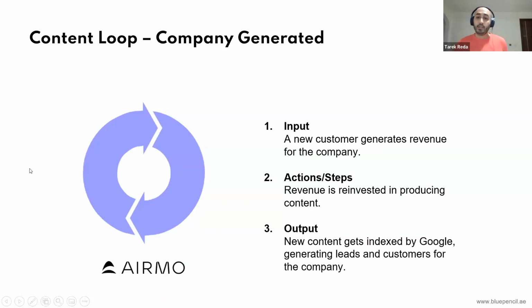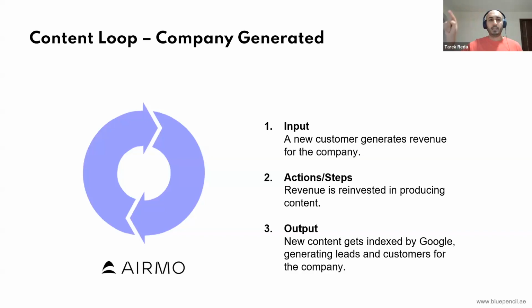The second type would be a company-generated loop. So Airmo, in this case: a new customer generates revenue for the company. That's the first step. Before I go through the steps, the simple premise here is that when you generate revenue from customers, you are reinvesting that revenue into generating content, right? So that content would then get indexed on Google, brings you more traffic, potentially more signups, potentially more revenue. You reinvest that revenue into generating more content.